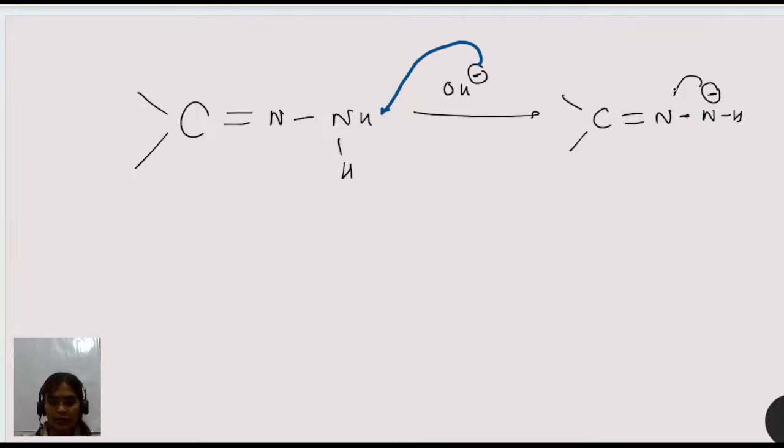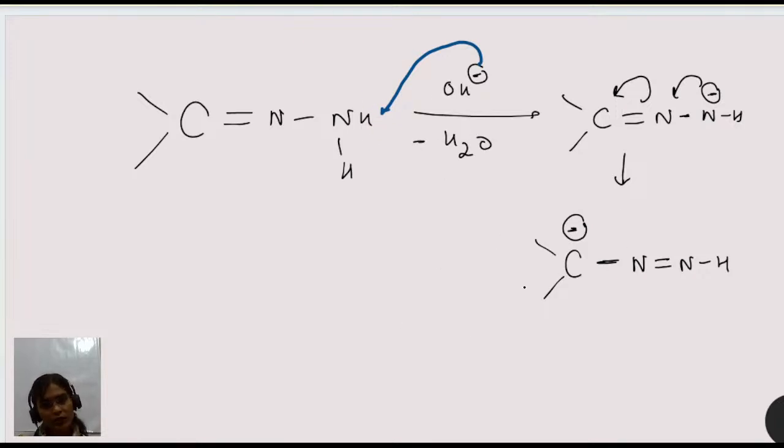So the next step: this simply moves here and this simply moves here. This carbon receives a negative charge, and then a double bond to the nitrogen. So the second step is what? The water molecule removes this hydrogen. Again, the water molecule comes into the picture.